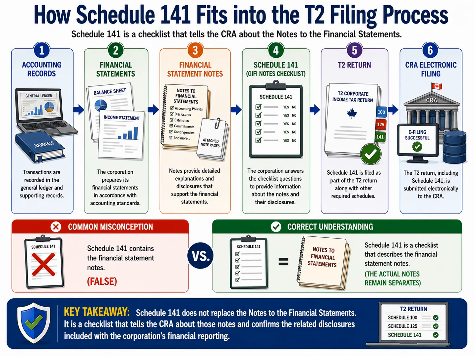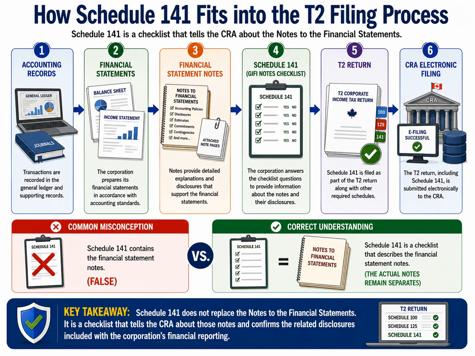A common misunderstanding is that Schedule 141 actually contains the notes to the financial statements. This is not correct. The notes remain separate documents prepared under accounting standards. Schedule 141 simply acts as a checklist that tells the CRA about those notes and confirms the types of disclosures that accompany the corporation's financial reporting.